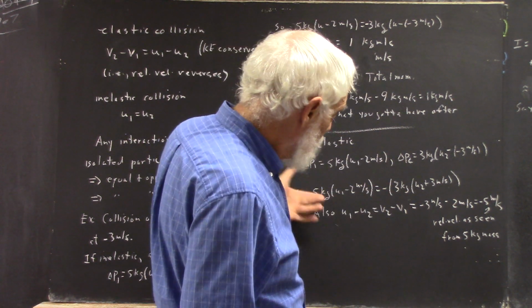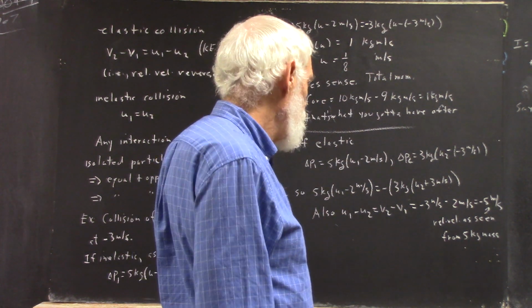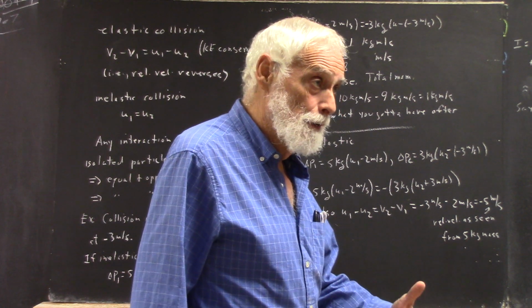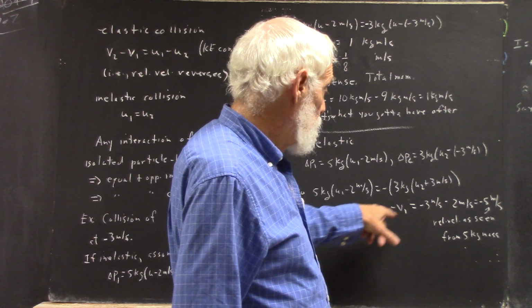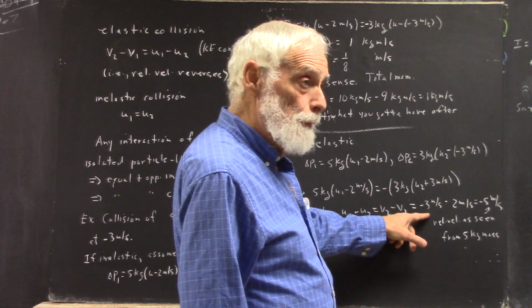Also, relative velocity is the same, well, equal and opposite before collision and after collision. So U1 minus U2 equals V2 minus V1. Calculate that easily, it's negative 3 meters per second.